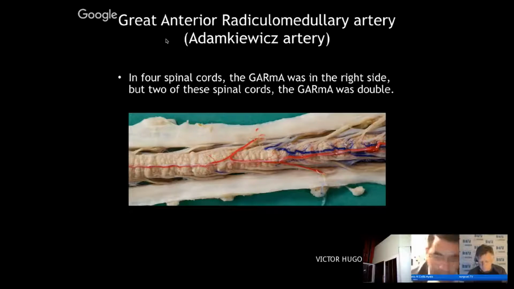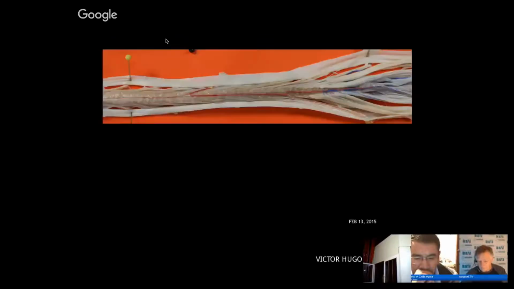But in 2 of these spinal cords, the Adamkiewicz artery was double, as you can see in this picture. One arising from the left side and the other from the right side.